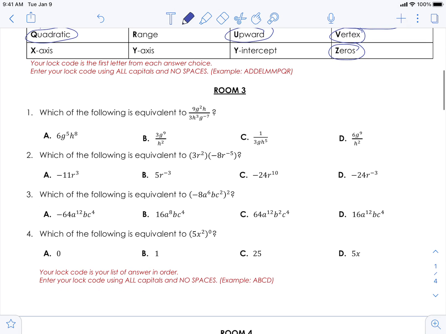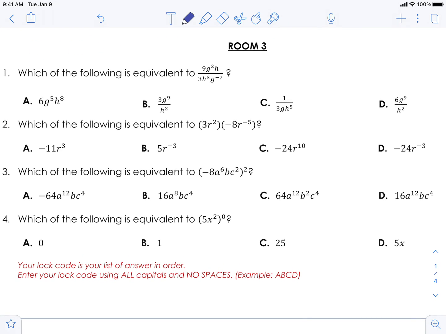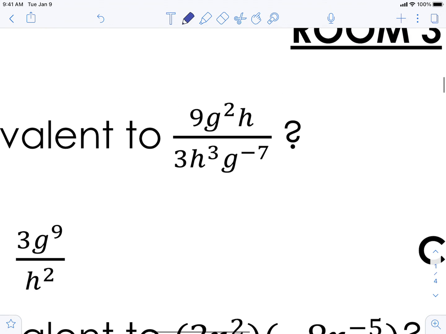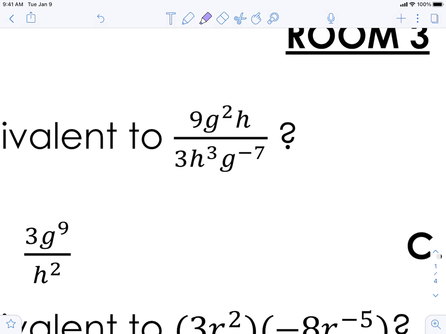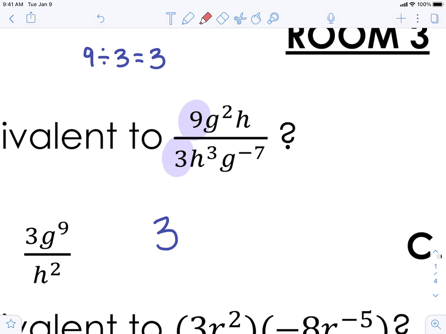Okay. Looking at the next part, it says which of the following is equivalent. So it looks like we're dealing with some exponent properties. So I'm going to zoom in on the problem. We're just going to focus on that. Remember, we take our numbers and we divide them like normal. 9 divided by 3 is just 3. With our variables, we subtract their exponents. So g can only go with another g.